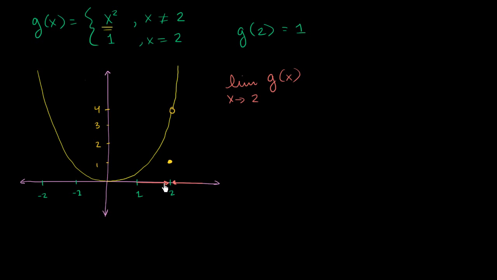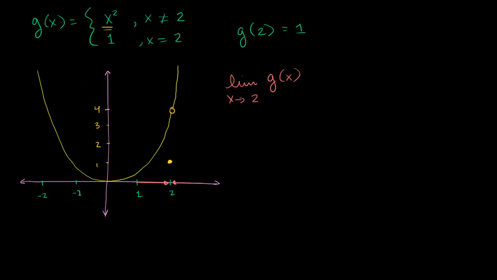So if you get to 1.9, and then 1.999, and then 1.999999, and then 1.9999999, what is g of x approaching? Or if you were to go from the positive direction, if you were to say 2.1, what's g of 2.1? What's g of 2.01? What's g of 2.001? What is that approaching as we get closer and closer to it?